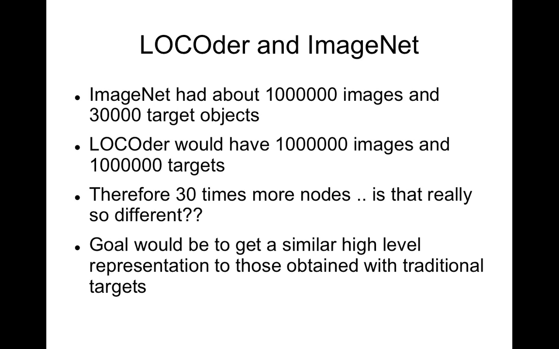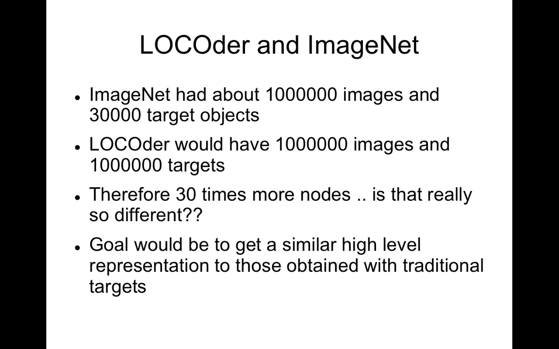So if we have a lot of data, a million images, actually those million images were trained with about 30,000 target objects. So 30,000 target objects needed to be identified in those million images. And the Locoder would have a million images and a million targets, so that is about 30 times as many targets. So is that really that different? Not really. But actually, it is different in terms of computation.